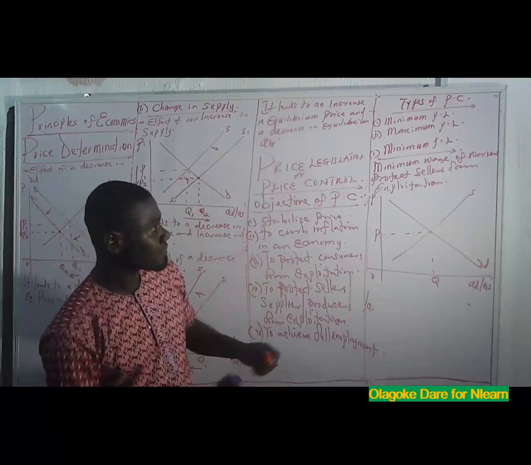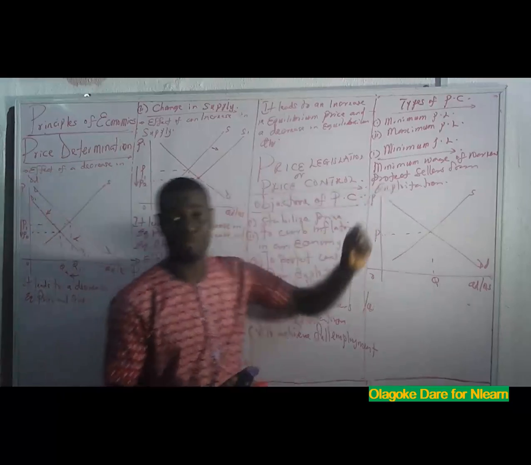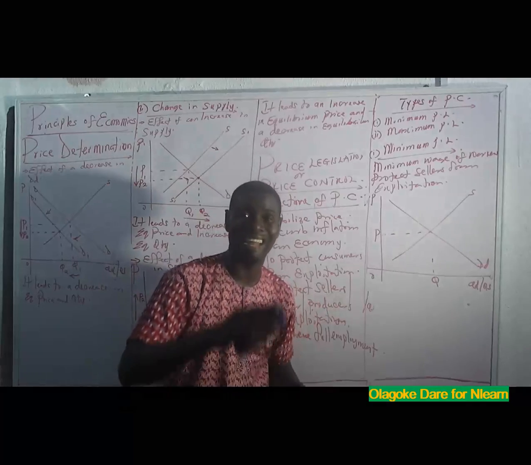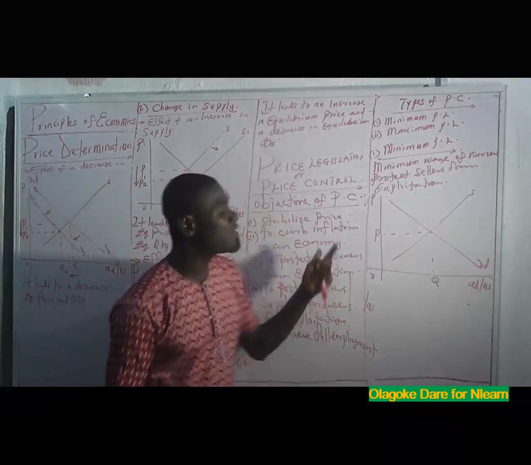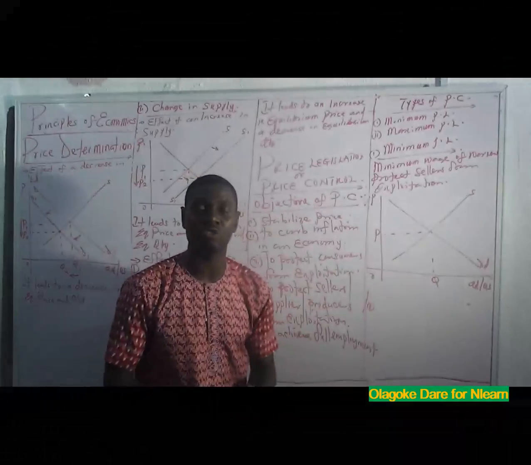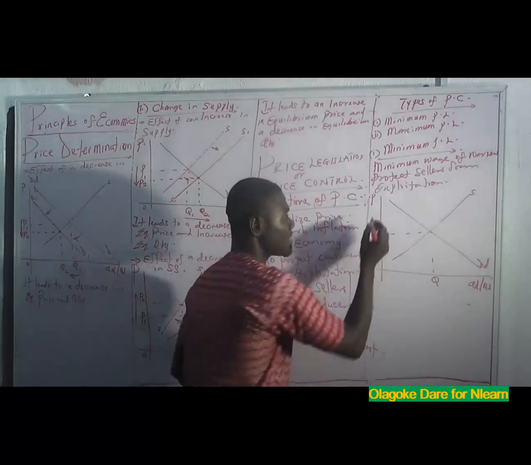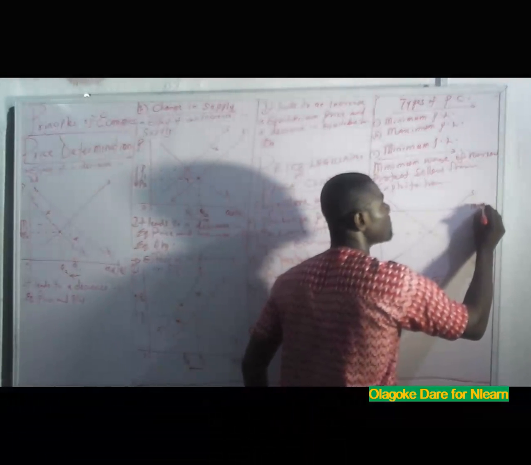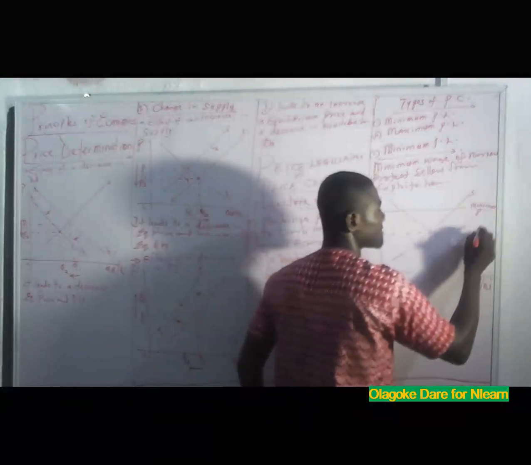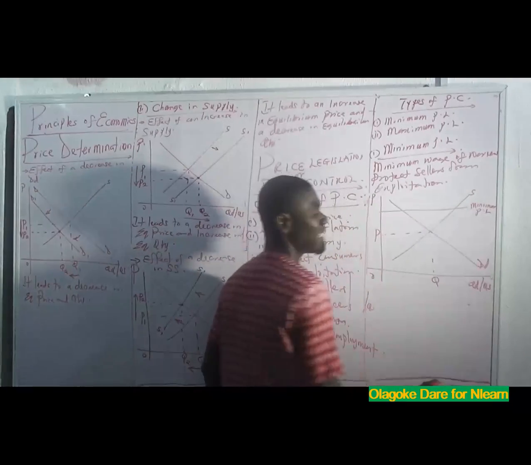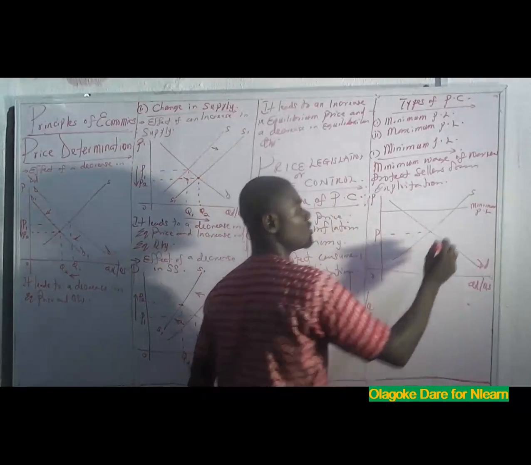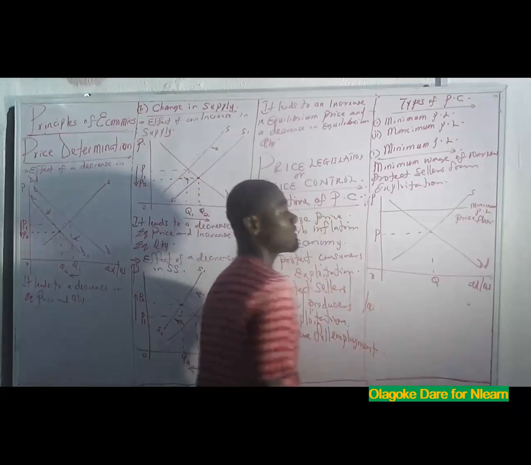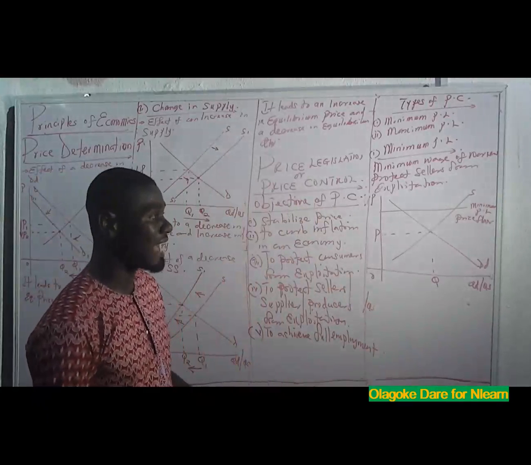Now, look here. Minimum price legislation is a price fixed in which sellers are not allowed to sell below. For minimum price legislation to be effective, it must be fixed above the equilibrium price. Now, this price like this is called minimum price legislation. Another name for minimum price legislation is what we call price floor.